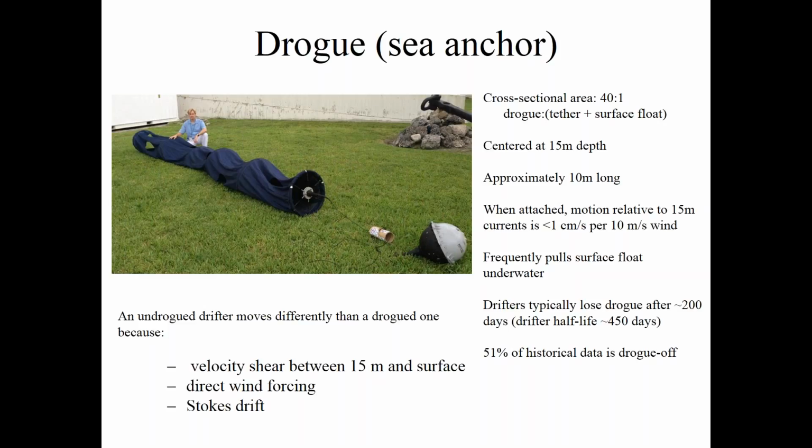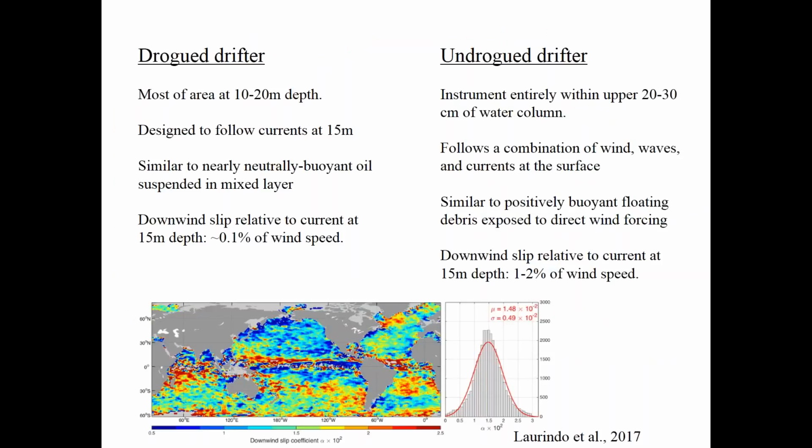And because it's also sitting right at the surface, it's a lot more subject to Stokes drift and even surfing and breaking waves. So the waves can move it much more quickly. So there's all these different effects that cause a surface float without the drogue attached to move differently than a drifter that has that drogue attached.